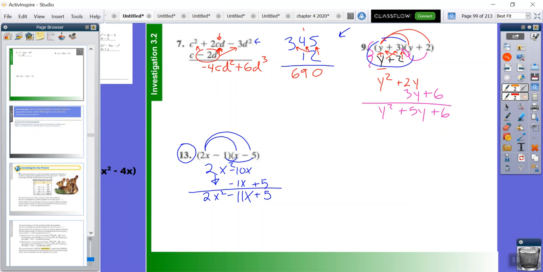All right, negative 2d times c squared. Well, what's negative 2 times 1? Negative 2. I don't have any other c's, so c squared times 1 is just c squared. D times no other d's is just d.